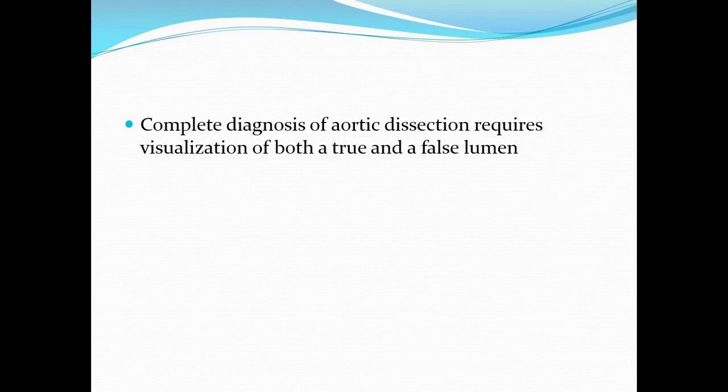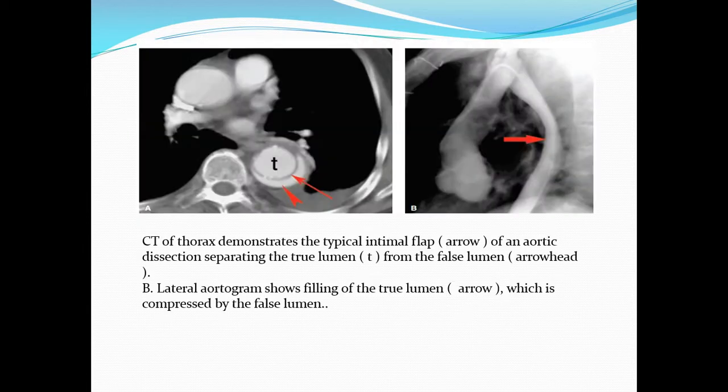The complete diagnosis of aortic dissection requires visualization of both true and false lumen. This is CT of the thorax, shows evidence of dissection of the descending thoracic aorta. This is the true lumen and this is the false lumen. Okay, and the lateral angiogram shows filling of the true lumen, and it is compressed by the false lumen here.